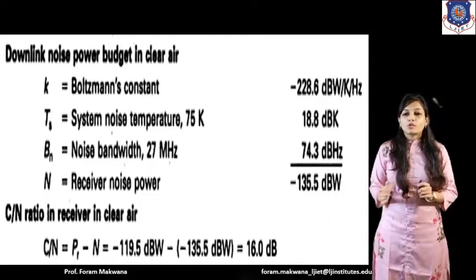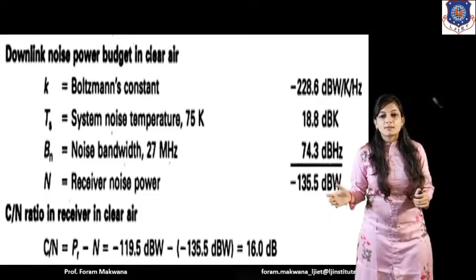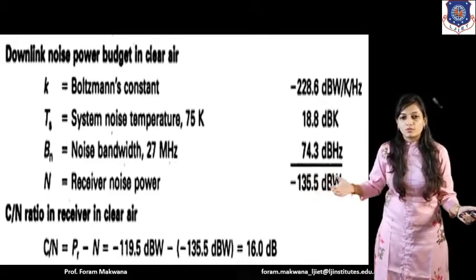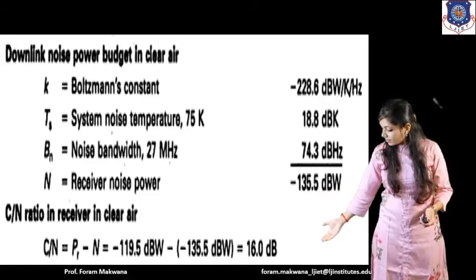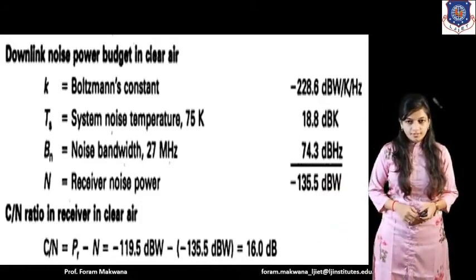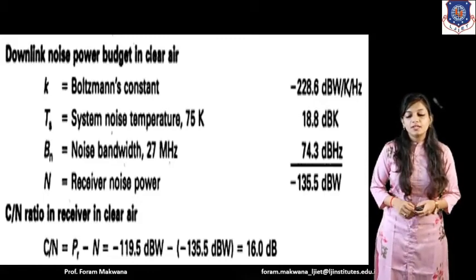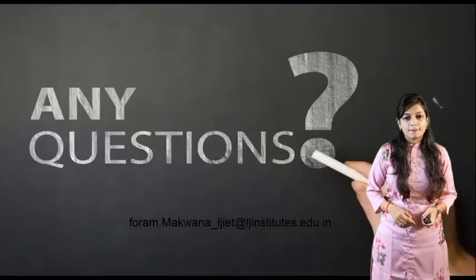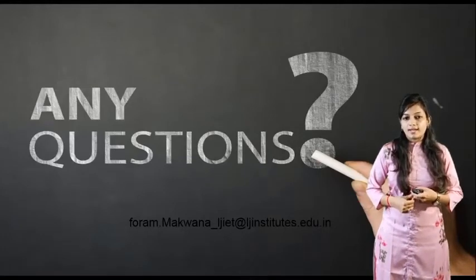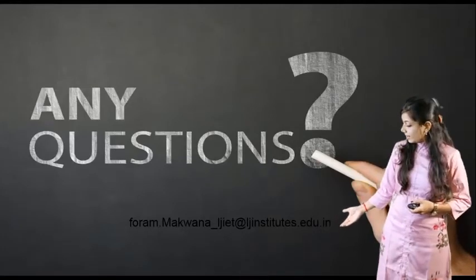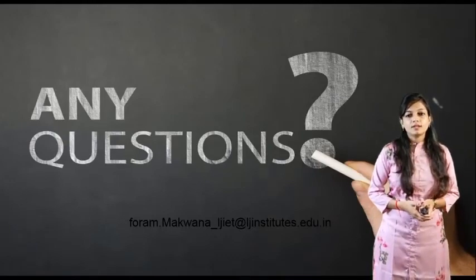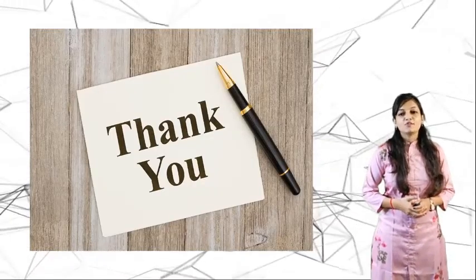For the carrier to noise power calculation, we simply subtract the noise power from the carrier power, or I can say the received power. So my carrier to noise power for the downlink budget is 16 dB. Alright, so we have done the link budget equation for downlink. If you have any question, you can ask me at any time at the link below. Till then, thank you for your attention.